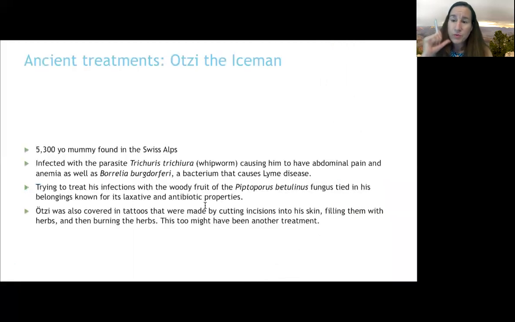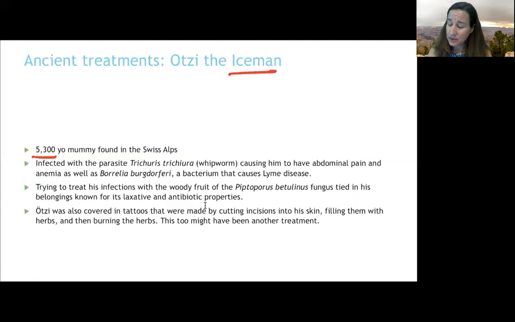Okay, so more proof that we have been using microorganisms for a long, long time. This one's super cool. It is the Iceman, Otzi. I'm probably mispronouncing that. He was found in the Swiss Alps. He is over 5,000 years old, 5,300 years old. And he was so well preserved that we could tell what microorganisms were inside of him.